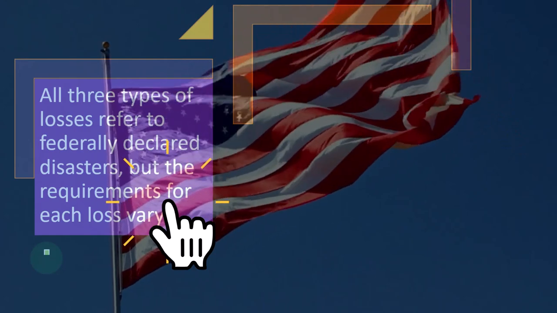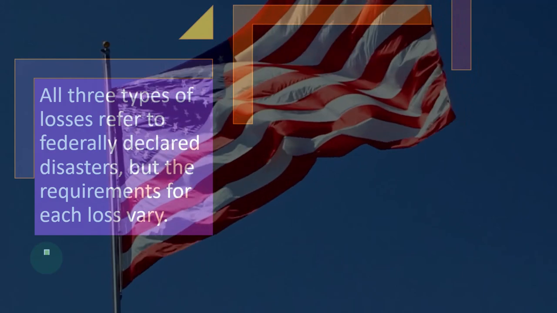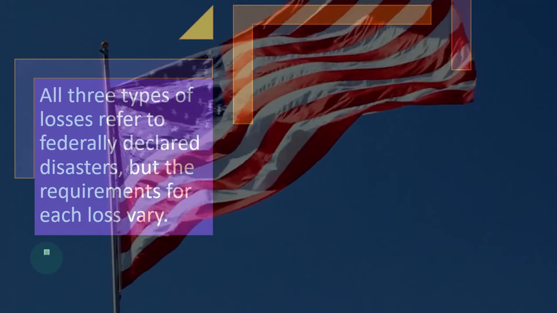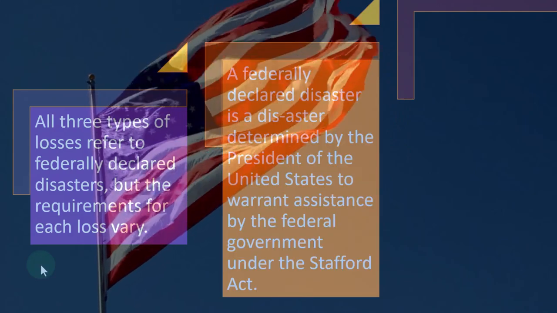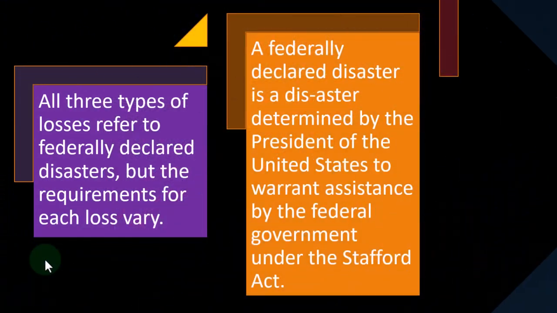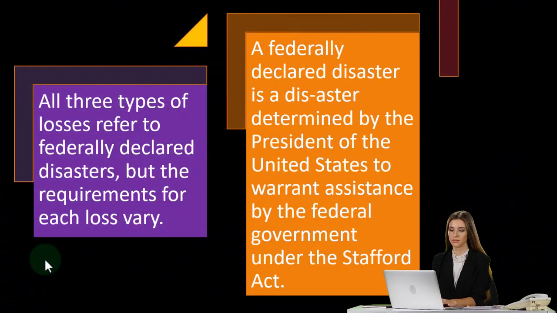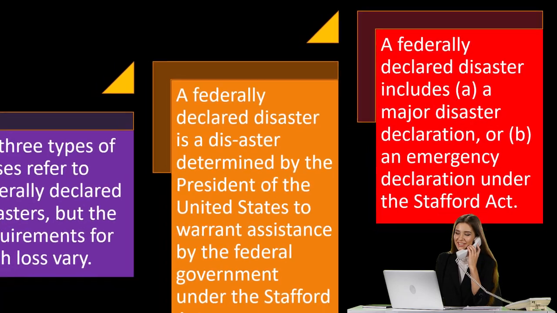Federally declared disasters, right? Your cousin stole money out of your wallet or something like that is not a federally declared disaster. But the requirements for each loss vary. So a federally declared disaster is a disaster determined by the President of the United States to warrant assistance by the federal government under the Stafford Act. So a federally declared disaster includes (A) a major disaster declaration, or (B) an emergency declaration under the Stafford Act.